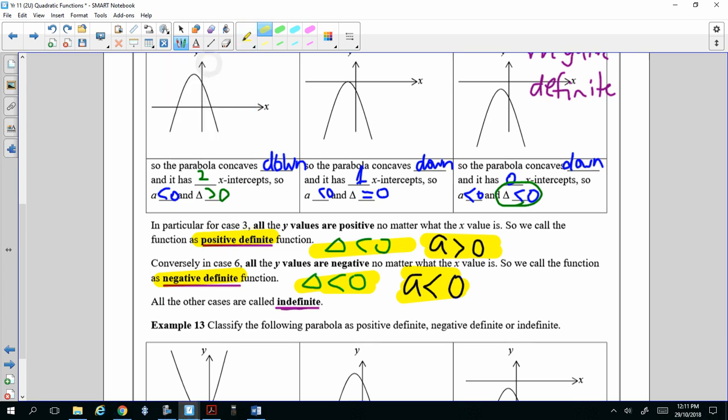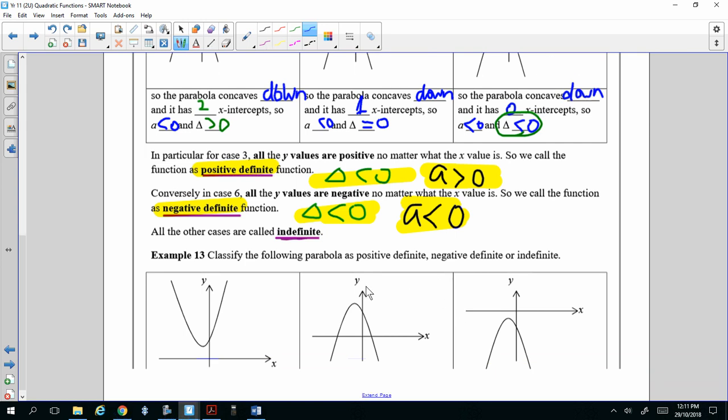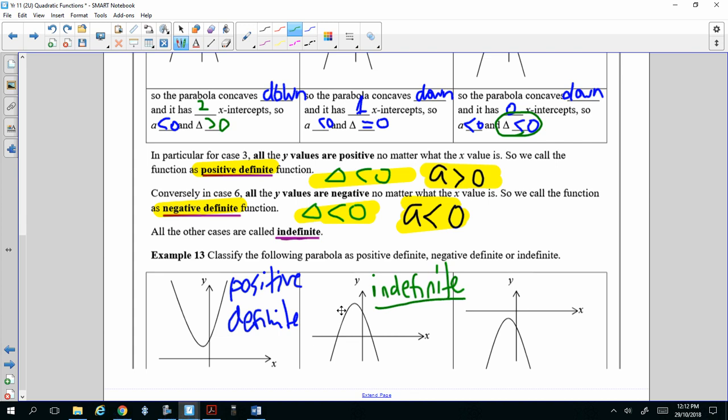Let's move on. So we're going to use these ideas to check whether they are positive definite, negative definite, or indefinite. Let's look at the first question. Is it positive definite or negative definite or neither? Positive definite. So write positive definite. Well done. Good. Now the next one is neither positive definite nor negative definite because it's sometimes positive, sometimes negative. The word we say is indefinite. Now, even though it's concave down, it's indefinite because it can have positive or negative y values.